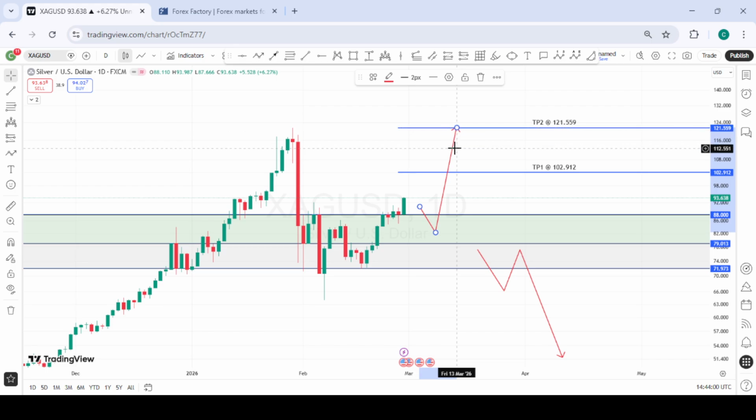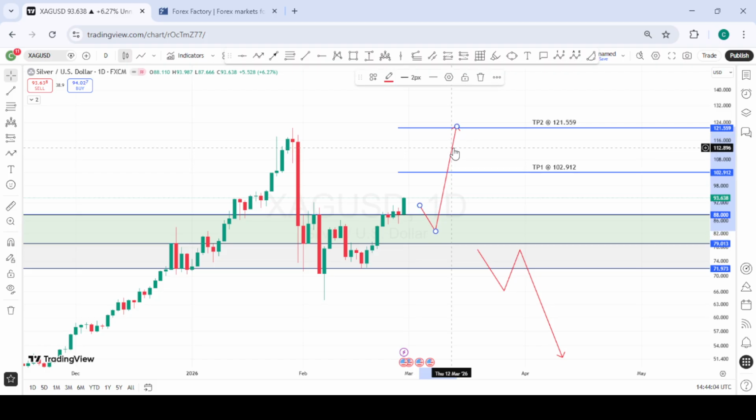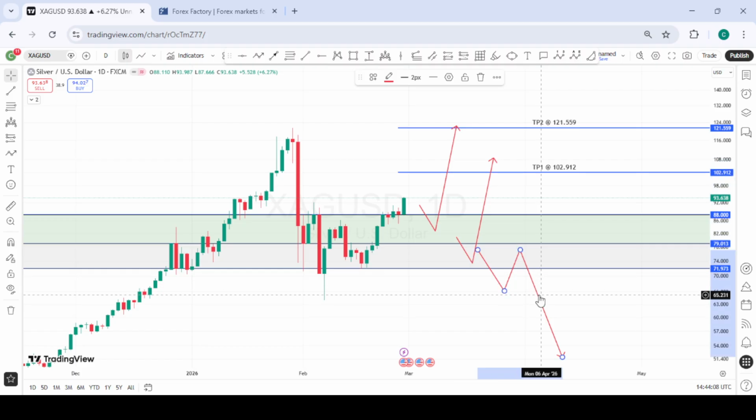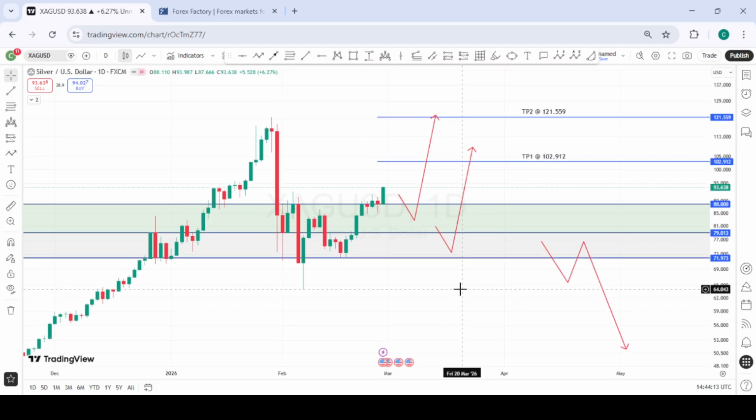Or should price pull back a bit deeper into the second zone we have below, we will still be interested in looking for buying opportunities to the upside for silver. If price miraculously sells and breaks below these daily structures, then we are going bearish. But until then, we are extremely bullish on silver for the coming week.